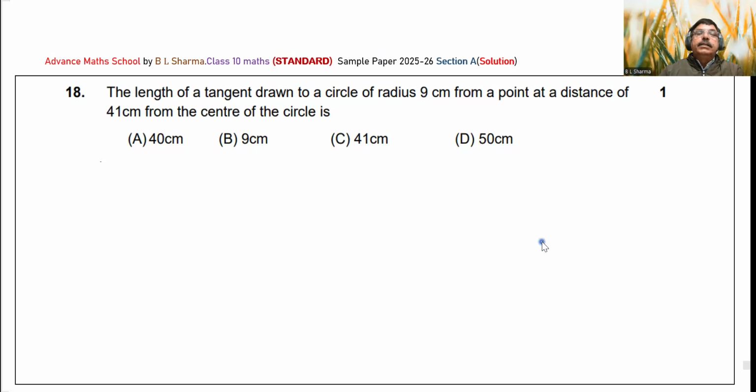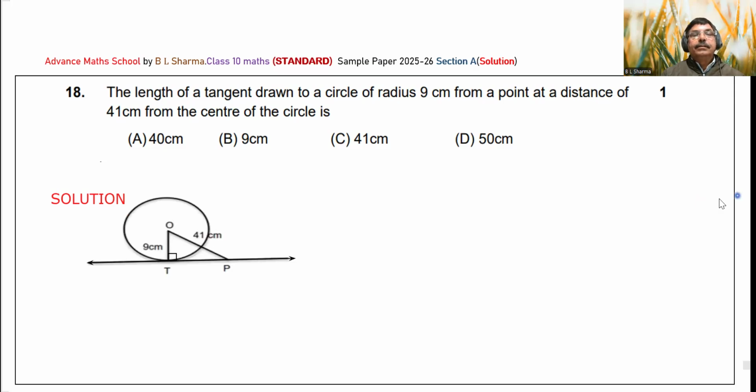The length of the tangent drawn to a circle of radius 9 centimeters from a point at a distance of 41 centimeters from the center of the circle will be? This is a circle, that is the tangent, the radius is 9 centimeters, and this is 41 centimeters. Since this angle is 90 degrees, in triangle OTP we can apply the Pythagoras theorem. Perpendicular square plus base square is equal to hypotenuse square.